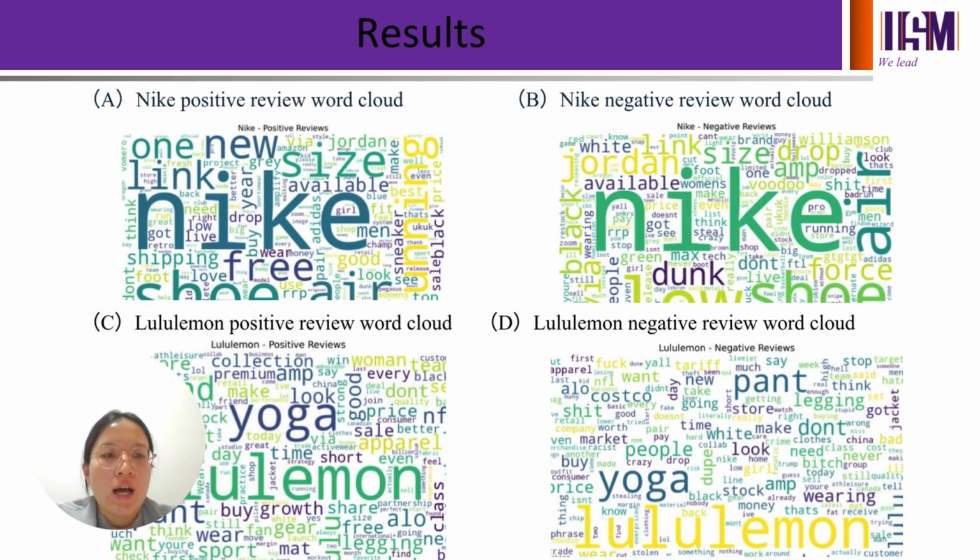These figures are word clouds representing the positive and negative aspects of Nike and Lululemon. The word clouds suggest that Nike had a clear professional advantage, but its quality issues are a significant drawback, while Lululemon focuses on yoga and the high-end market, but customers hesitate due to its high price.